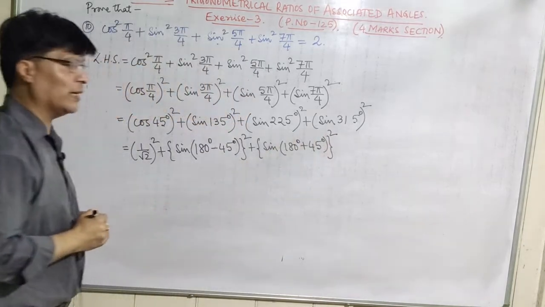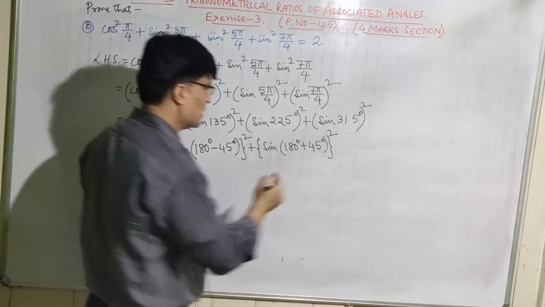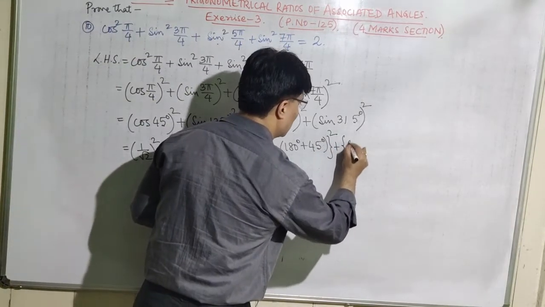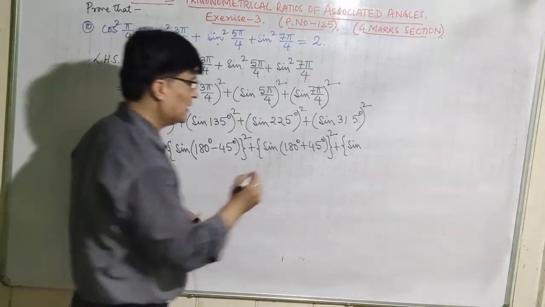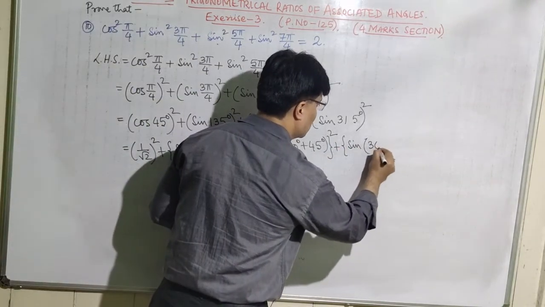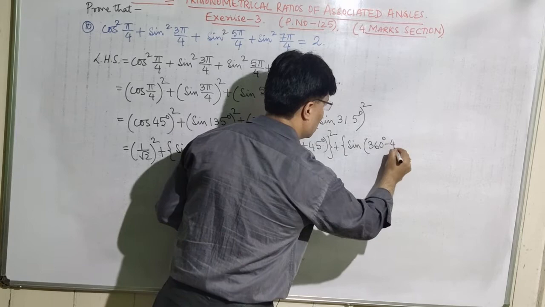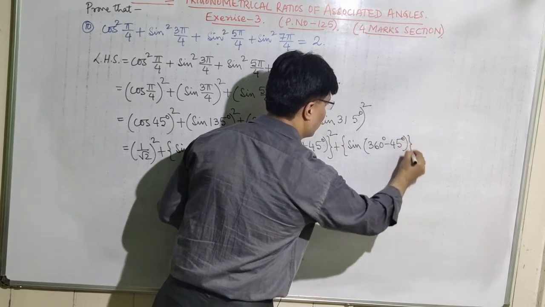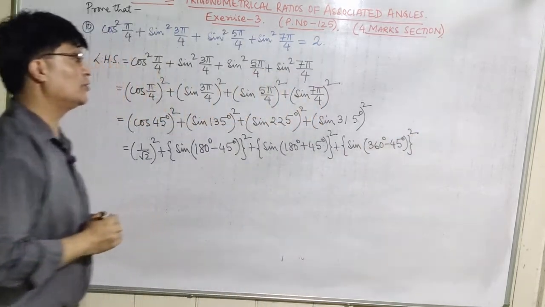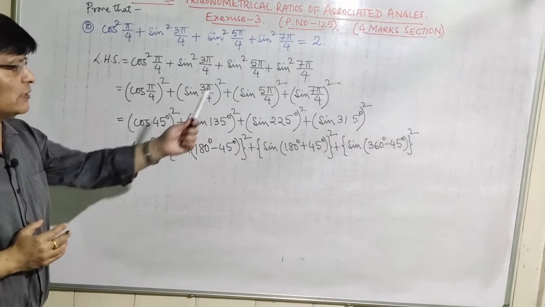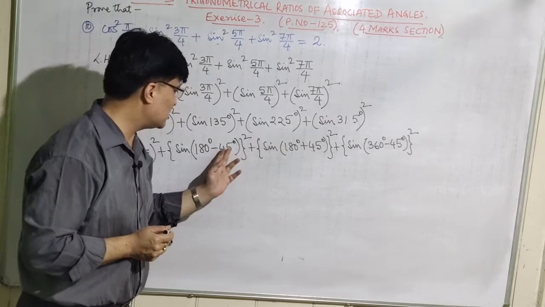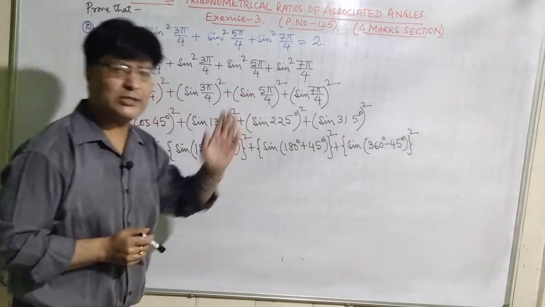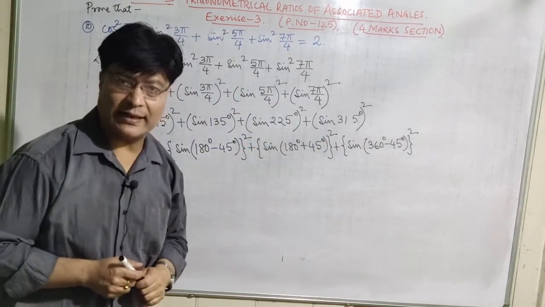This is also whole square, right? Plus, how much is this one now? Sine even multiple of 90, that means 360. 360 minus what is 315? 360 degree minus 45 degree. So 360 degree minus 45 degree is 315 degree. Since these angles are written in terms of 45 degrees, this is known as standard angles.